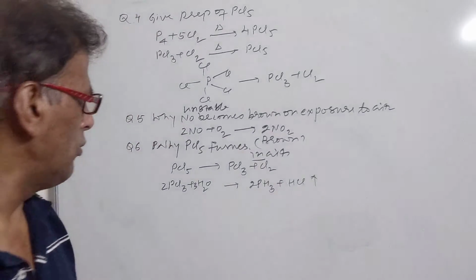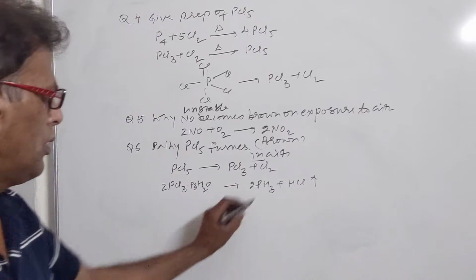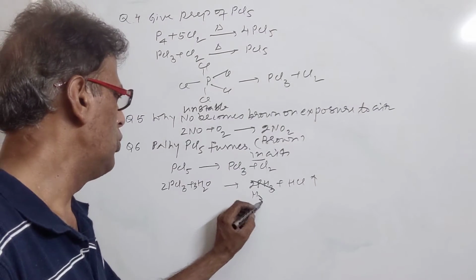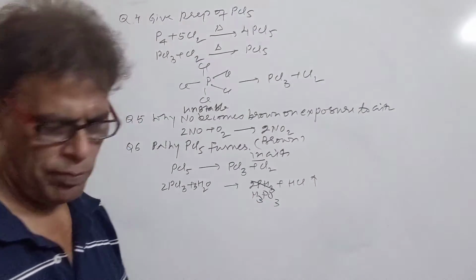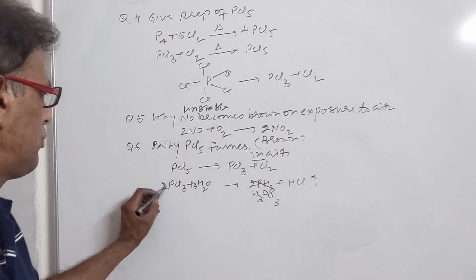PCl3 reacts with 3 water and will give you H3PO3, not phosphine. It will give you H3PO3. Along with that, it will produce HCl.